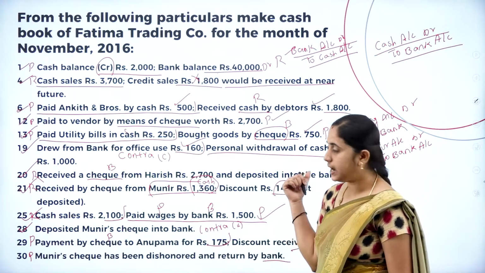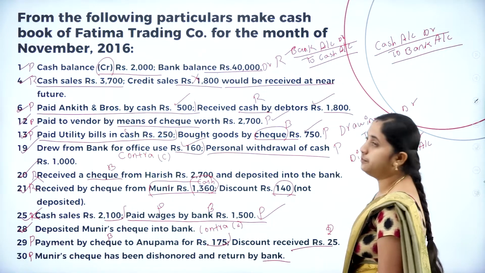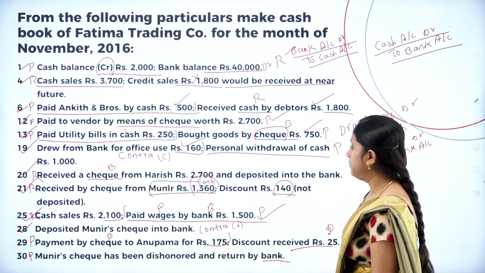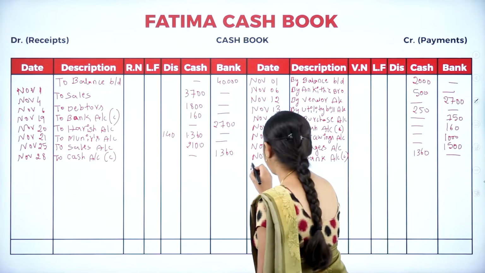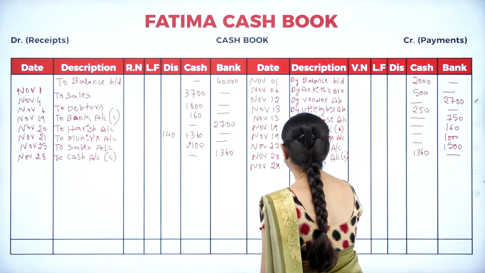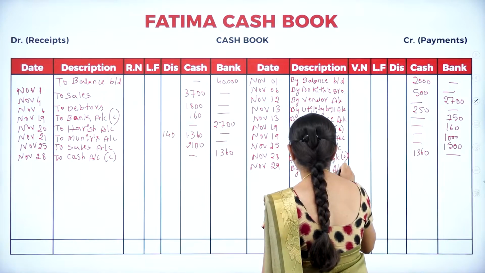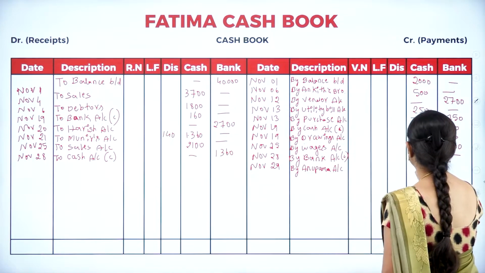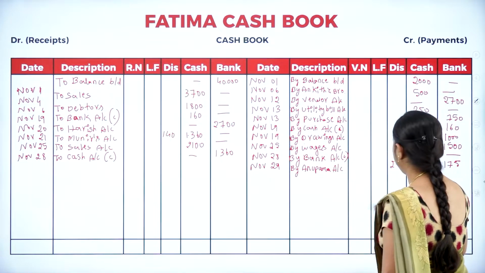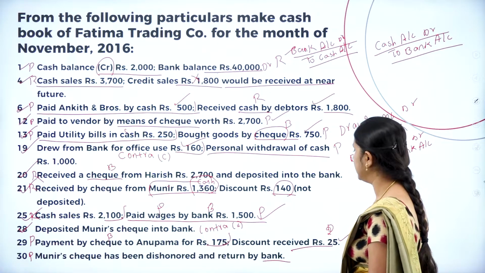Next, 29, payment by check to Anupama for rupees 175 and discount received 25. Payment, so write in the payment side, by Anupama account, bank column rupees 175 and discount column 25. You will receive the discount, so discount column 25 and bank column 175. November 29, by Anupama account, amount in bank column 175 and discount 25.